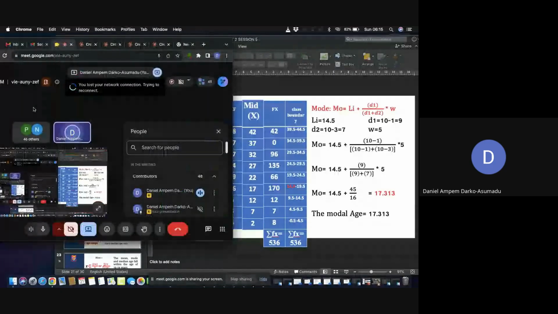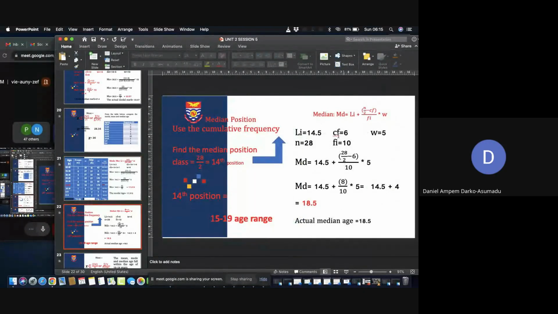Do you all agree? Those who don't agree, give us your problem so that we can help you. So we can move on. So the CF is 6: the cumulative frequency immediately preceding the class that contains the median is 6.